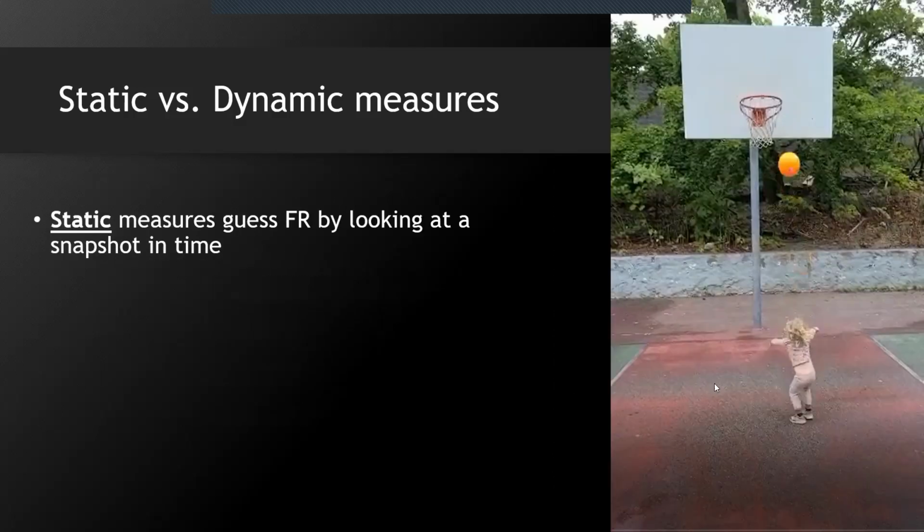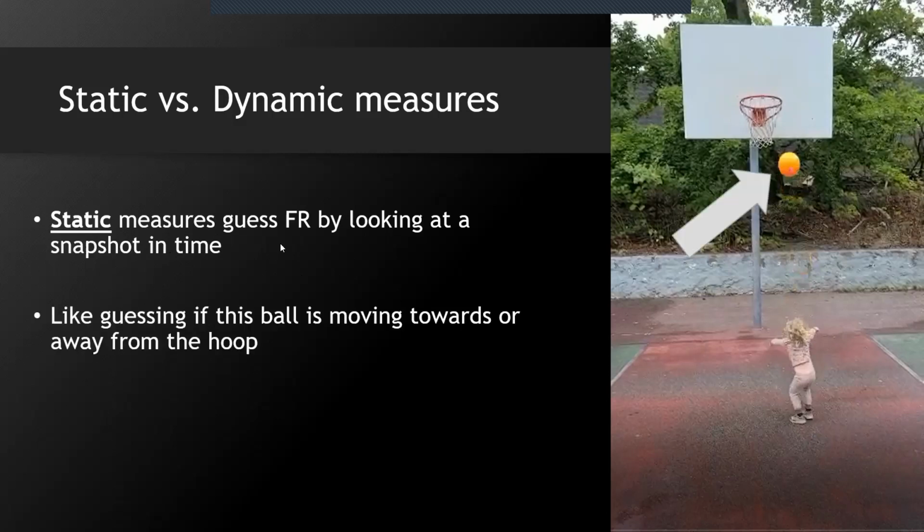So to drill that in, I had to, of course, include a picture of Steph here. So another way of thinking about this is that static measures will guess fluid responsiveness by looking at just a snapshot in time. So it's like looking at this ball here and trying to guess if it's moving towards or away from the hoop, or even if it's moving towards the hoop, if it's on target or if it's going to be missing by a mile.